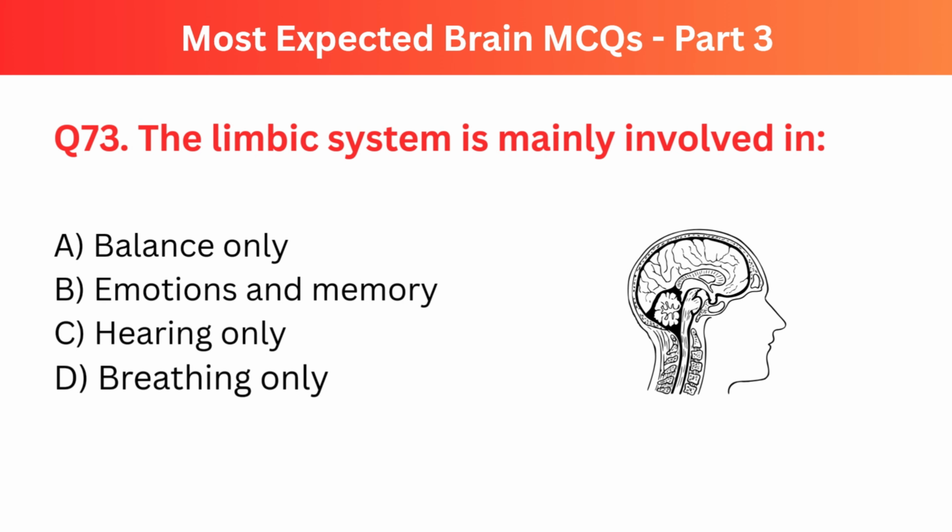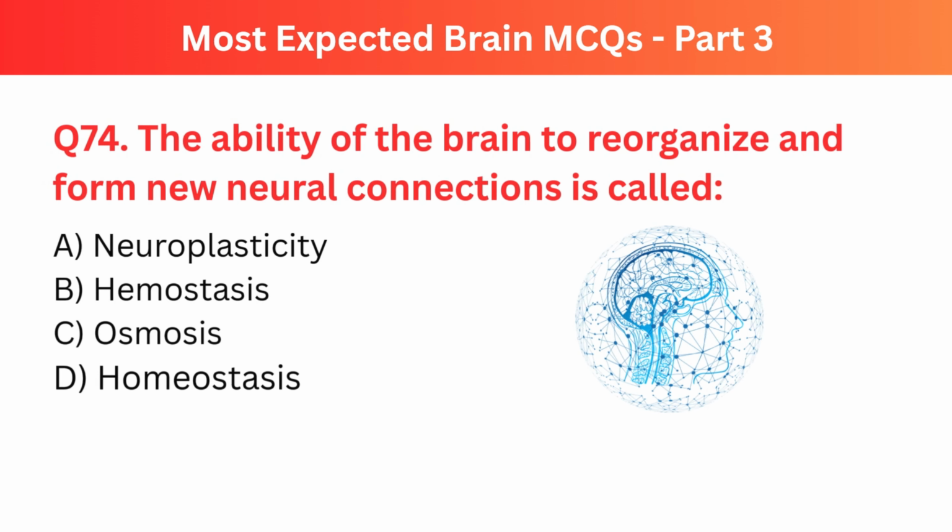Question number 73. The limbic system is mainly involved in. The right option is B. Emotions and memory. Question number 74. The ability of the brain to reorganize and form new neural connections is called. The right option is A. Neuroplasticity.